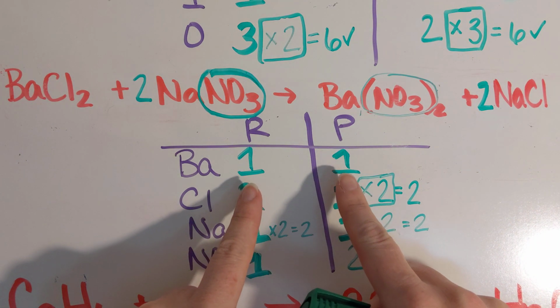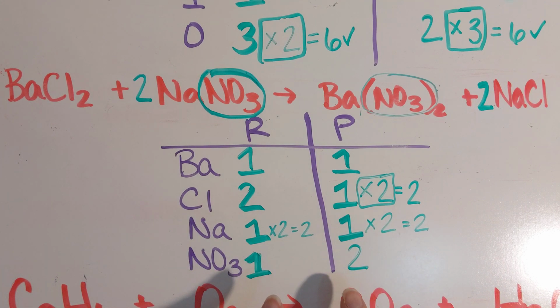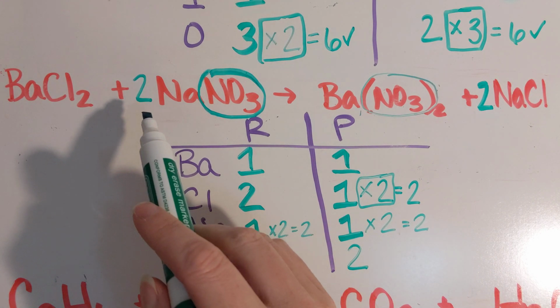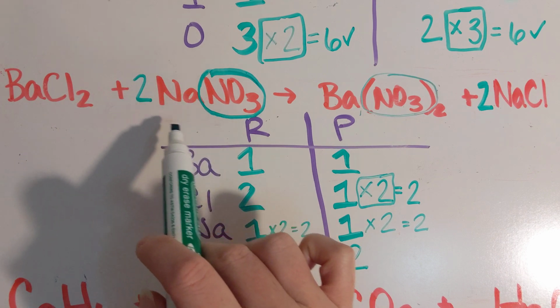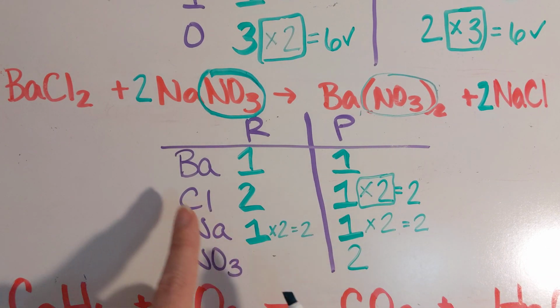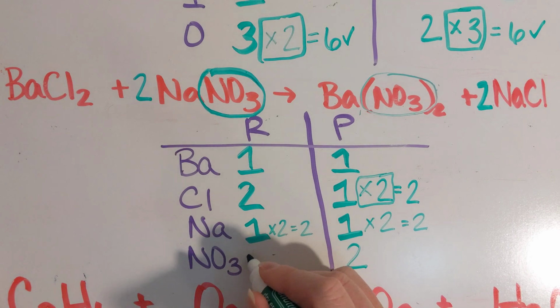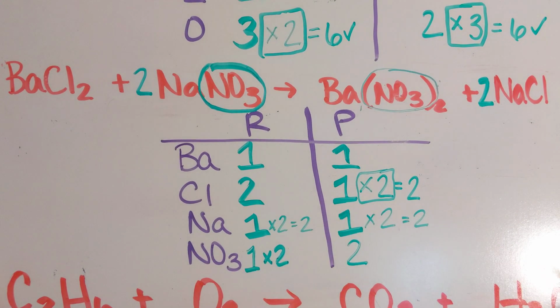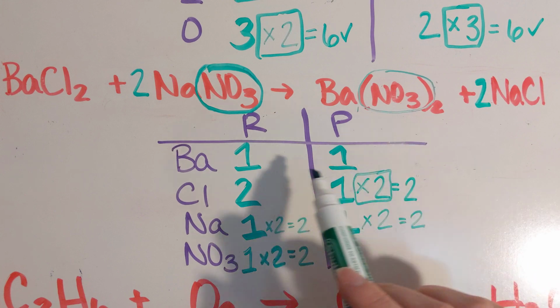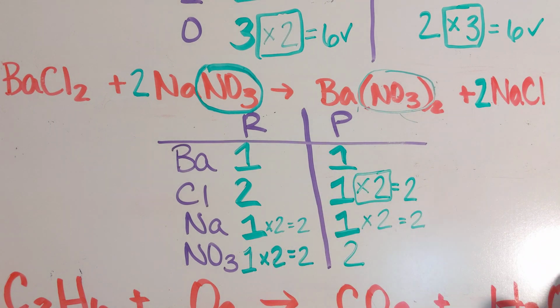Perfect. Okay, haven't touched barium. Barium's still good. Fixed chlorine already. Now I'm dealing with the nitrate, the group. Starting with 1 and ending with 2. However, by putting this 2 here, I did influence my nitrates. So I no longer actually am starting with 1. I'm actually starting with 2. So 2 goes to that whole compound. So I'm going to put the 1 back because that's really what I started with. So it kind of got forced multiplied by 2. But that's wonderful because that's what I ended with. So now I'm starting with 2 nitrates, and I'm ending with 2 nitrates. So this is done.